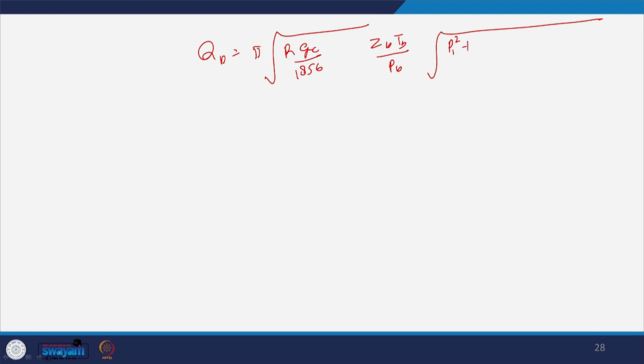Now, after taking the square root of QB, the general flow equation of natural gas in pipeline can be written: QB is equal to pi R GC upon 1856, ZB TB upon PB, the whole square root, P1 square minus P2 square minus 58 G delta H P average square upon R T average Z average, upon 58 Z average T average G L, 1 upon F d to the power 2.5.